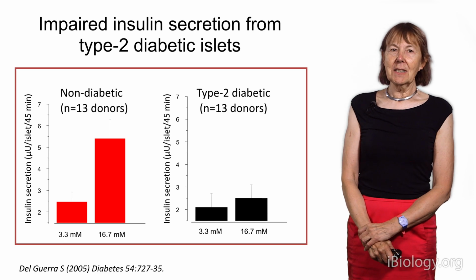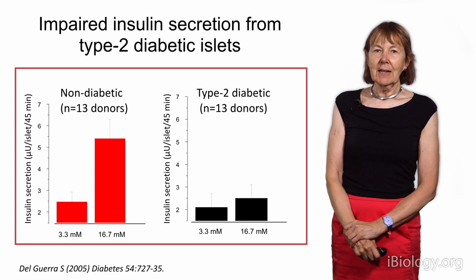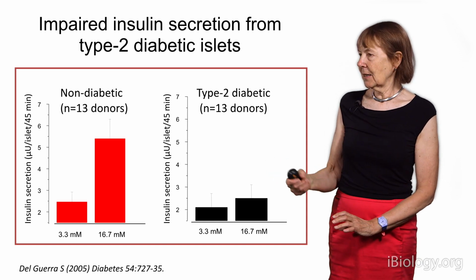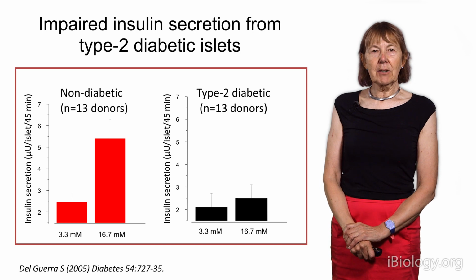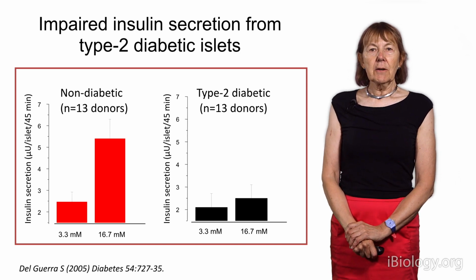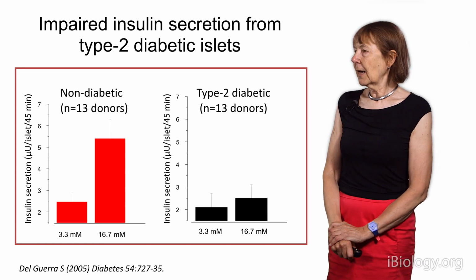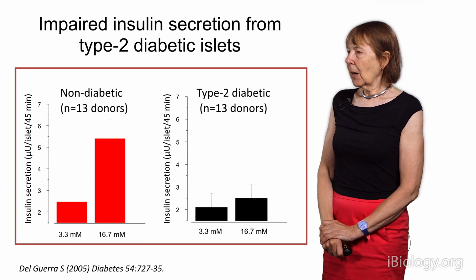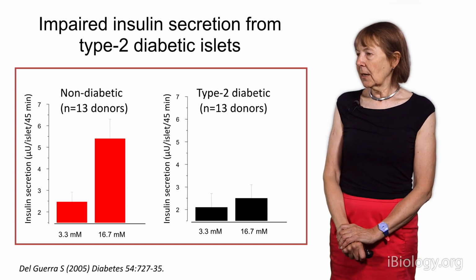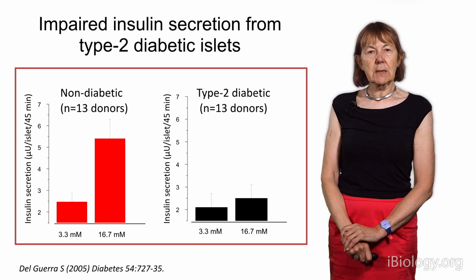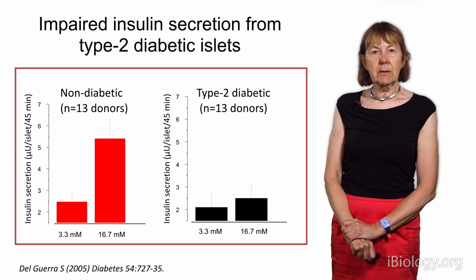There's good evidence that insulin secretion is actually impaired in type 2 diabetes. And that's shown in this slide here, where what is plotted is insulin secretion in pancreatic islets isolated from cadaver organ donors who are either not diabetic or had type 2 diabetes. And what you see on the left in red is what happens when you elevate the extracellular glucose from 3.3 to 16.7 millimolar. And you can see there's a very big increase in insulin release.